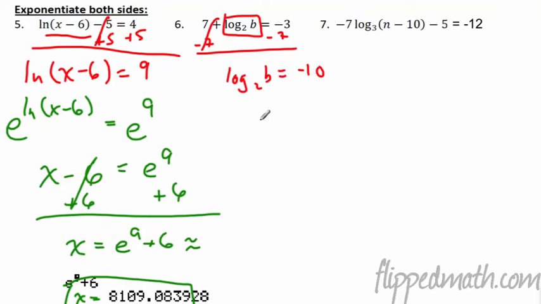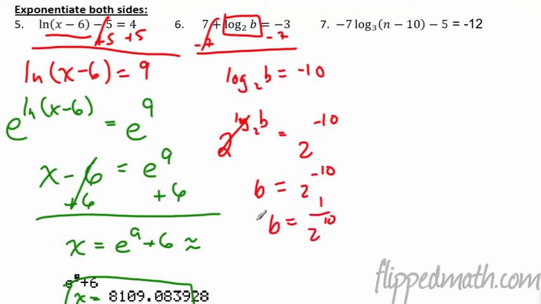There's a couple ways you can solve these. You could rewrite it as 2 to the negative 10th equals b. That's going to be a very small number. The other way you could do it is you could raise this as a power on 2. So 2 to the exponent I use on 2 to get b equals 2 to the negative 10. These are going to cancel each other out. We get b equals 2 to the negative 10th, or b equals 1 over 2 to the 10th. I'm just going to leave it like that.